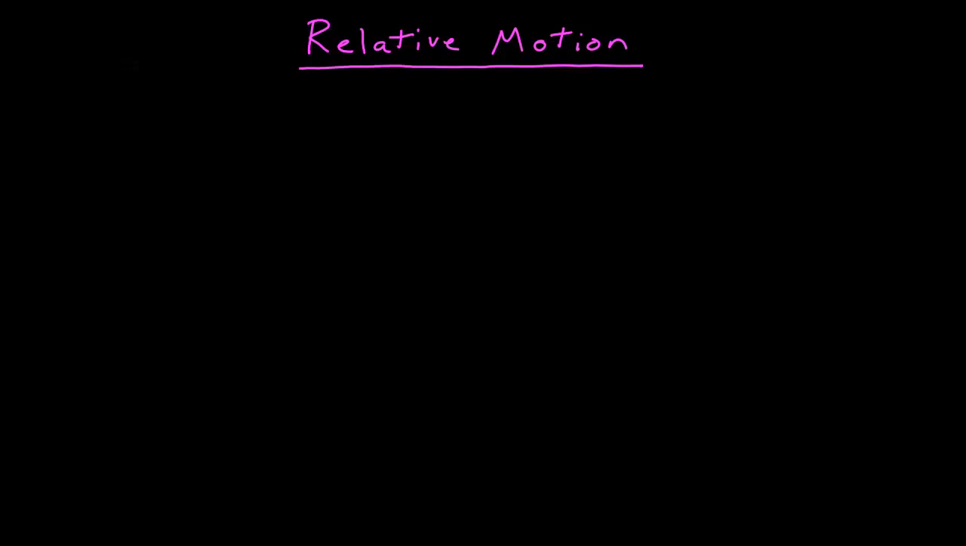Let's talk about relative motion with a really simple example. So I have a surface, and I have two masses on this surface. We'll call them mass A and mass B, and they're moving toward each other at constant velocity. If we describe this, we have a coordinate system here where we'll say this is the positive x direction. Here's a positive y.